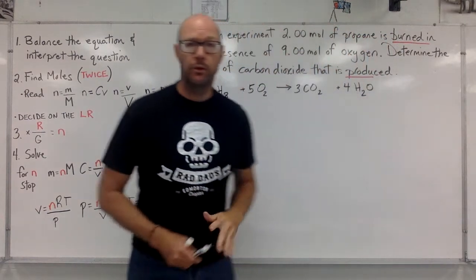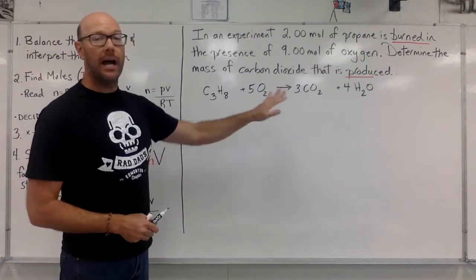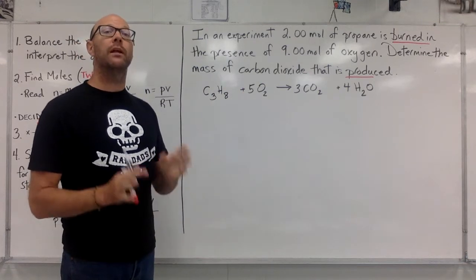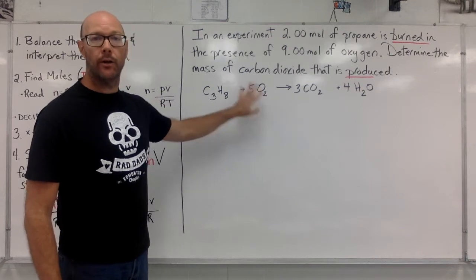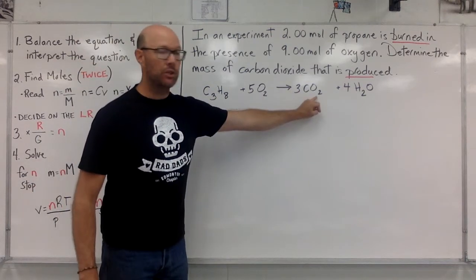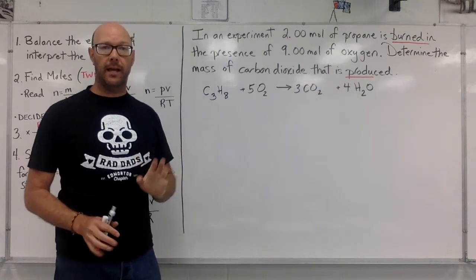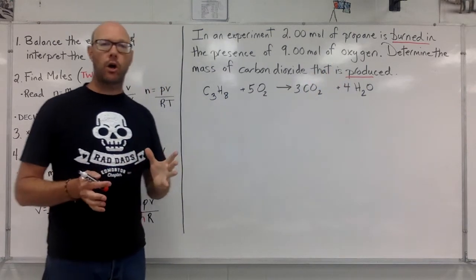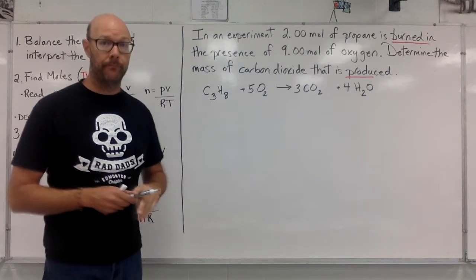We take our time to do that, and we end up with 3 carbons on either side, 8 hydrogens on either side, and a total of 10 oxygens on either side. Here, 5 times 2 is 10 on the left-hand side. 3 times 2 is 6, plus 4 in total on the right-hand side, also 10. We have a balanced hydrocarbon combustion reaction. Let's get to our interpretation.